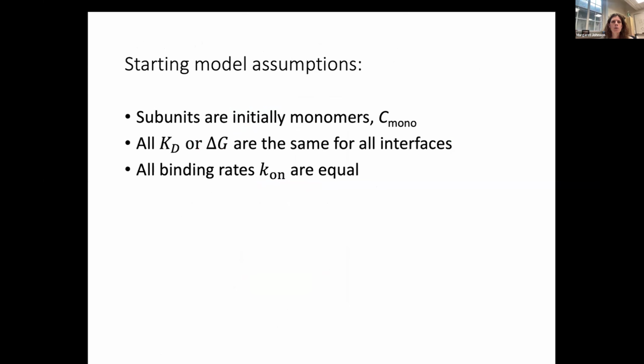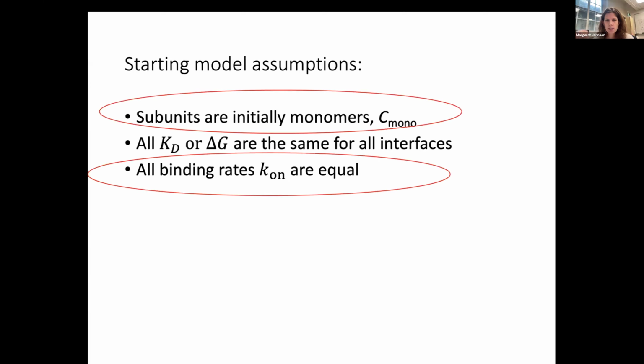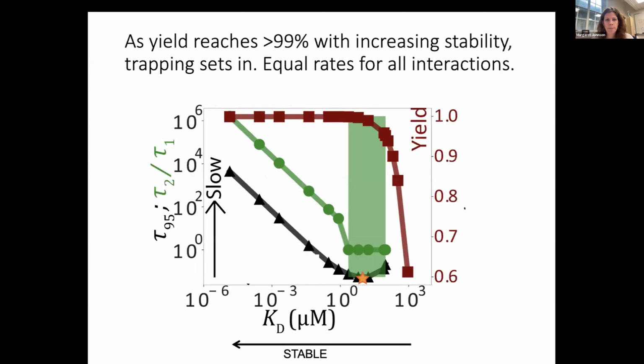Okay, so what our starting model assumption is we're going to say we have all of these monomers initially. That's how they start. We're going to assume that all the interactions between the binding partners have the same free energy or the same KD, and that the binding rates are all equal. So all the on and off rates are also the same, except for the off rates can change if you have more than one bond that are breaking at a time. And so then what we're going to do is relax these assumptions and see if we can get around the problem of kinetic trapping.